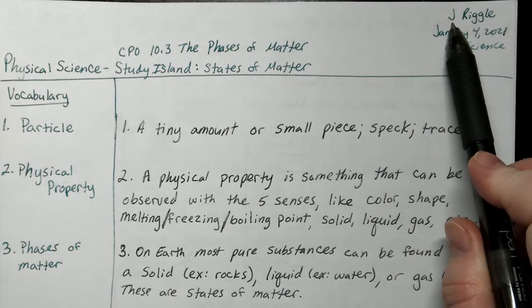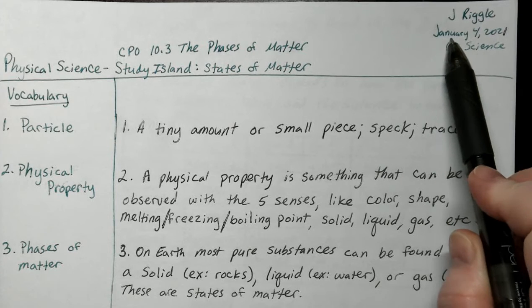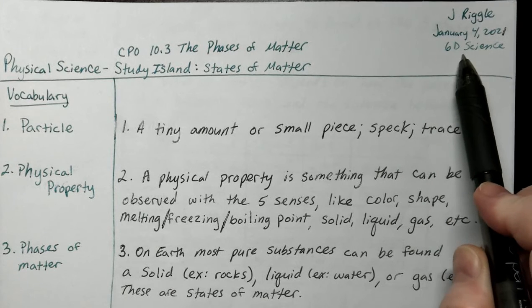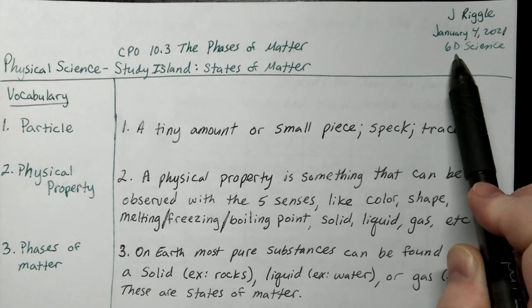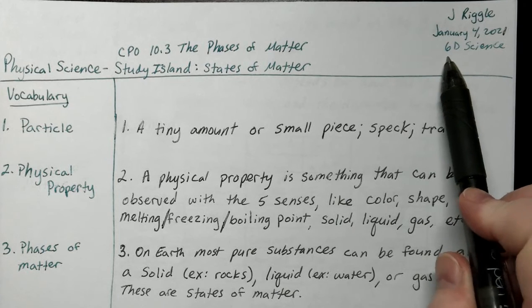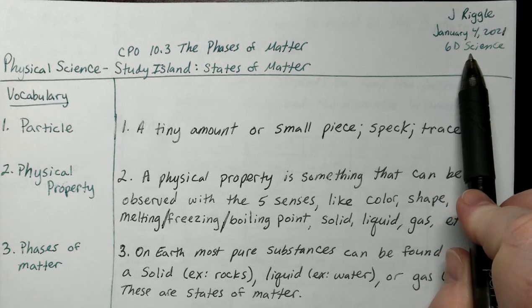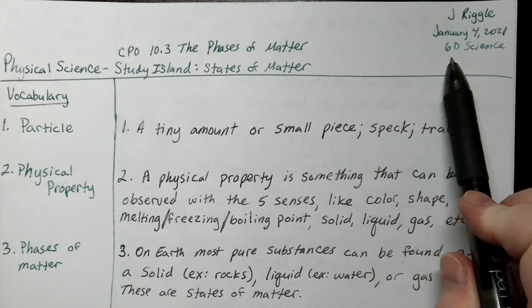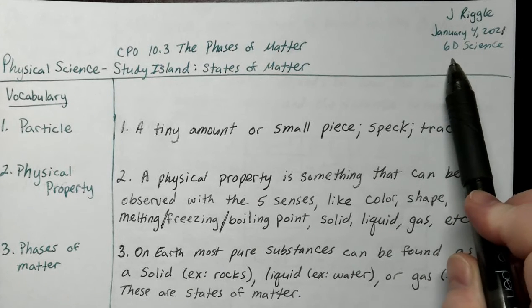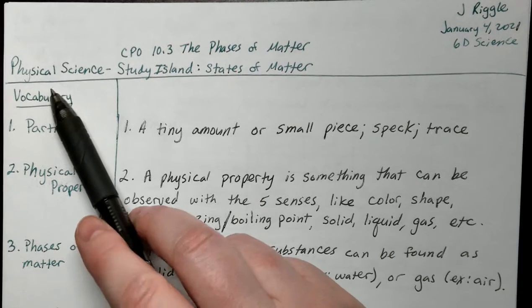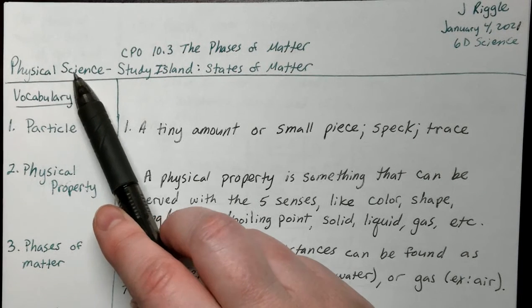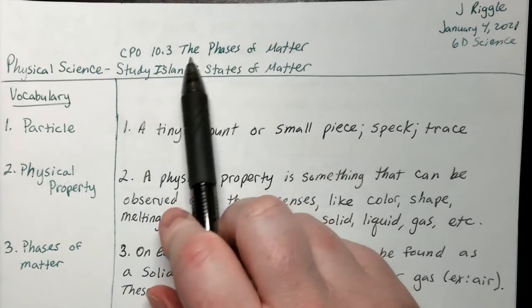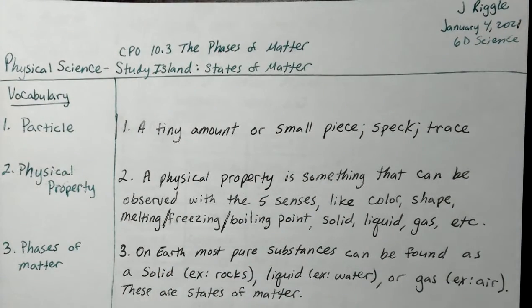At the top of my notes, I have my name, the date that they were taken, and my homeroom section. So I am the homeroom teacher for 6D. I put 6D right there. And this is for science. So if you are in 6A, 6B, 6C, or 6D, you'll put your homeroom accordingly. I start my Cornell notes with physical science and my topic that these notes are about.